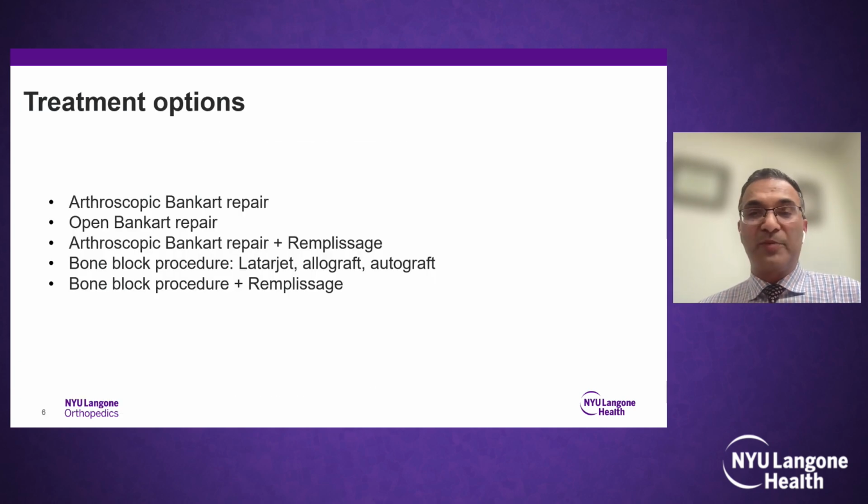So I'm going to go to treatment options right off the bat here. And this is basically something we tend to see more and more, where the treatment options can fall into just a soft tissue operation like a Bankart repair, which can be done arthroscopic or open, arthroscopic Bankart repair with remplissage, and then bone block procedures, which include Latarjet, use of allograft or autograft, and finally, bone block procedures with remplissage.